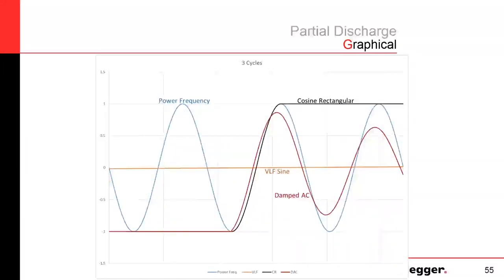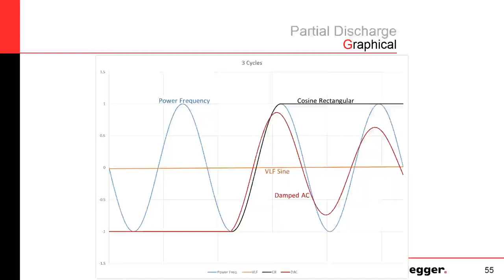And when I get down to this level here of three cycles of power frequency, you can see that there's a huge difference, especially between VLF sine and the rest of the waveforms. Power frequency, of course, is our reference, and that's the one that we strive for. And the cosine rectangular, the one in black, you'll see that for one half of a cycle, it very closely mirrors your power frequency. So it oscillates from a negative peak to a positive peak, for example, in about the same amount of time as power frequency does.